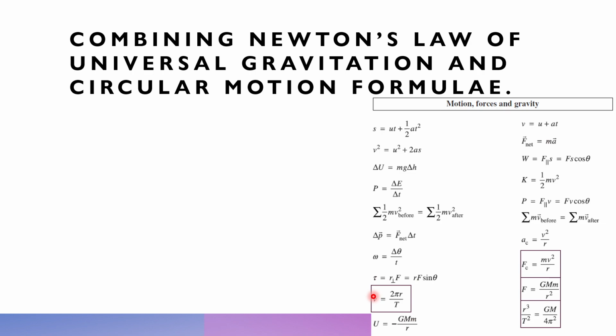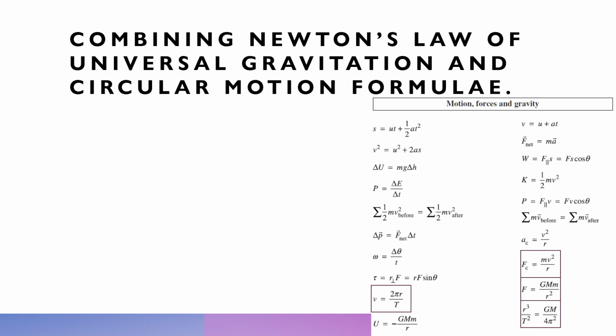By combining these three equations together, what we'll end up with is this equation at the bottom, which when completing calculations allows you to relate variables which exist in the universal gravitation formula to the period of an orbiting object.